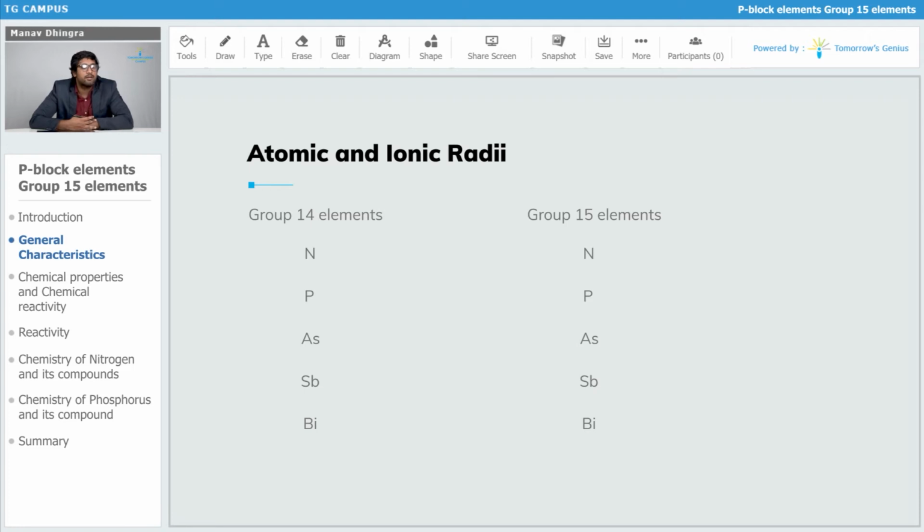then our atomic radius. What happens going left to right in the periodic table? The atomic size decreases. Why? Because the electron which is adding is coming to the same shell, but one proton also adds. So the effective nuclear charge experienced by the valence electron is higher. That is why the size decreases when we go from left to right. So group 15 elements will be smaller in size in comparison to group 14.